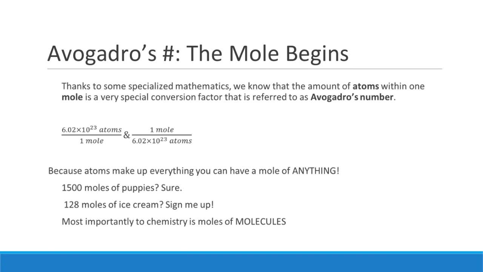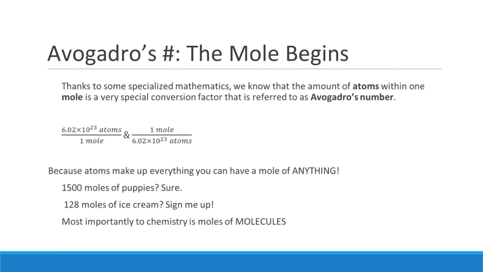128 moles of ice cream. I don't even know how much that is, but I'd love it. It's an amount of ice cream, right? It's that many atoms of ice cream. I don't care if it's a bite this big. I didn't actually do the math. You probably could figure out exactly how much 128 moles of ice cream is if you understand the chemical composition of ice cream. I should have done that one for this one. That would have been funny.